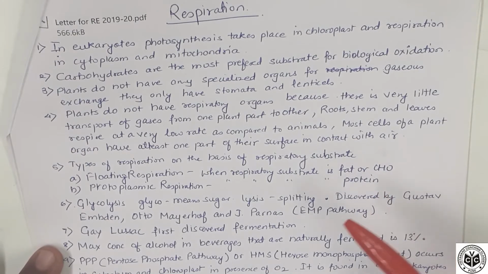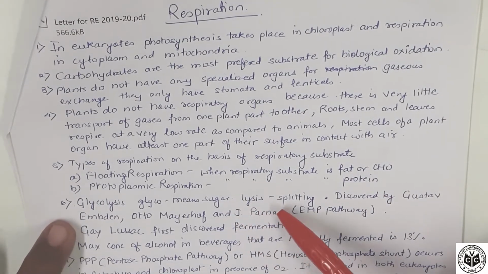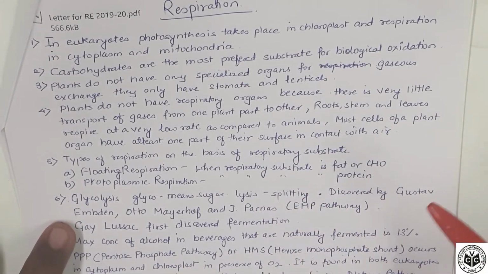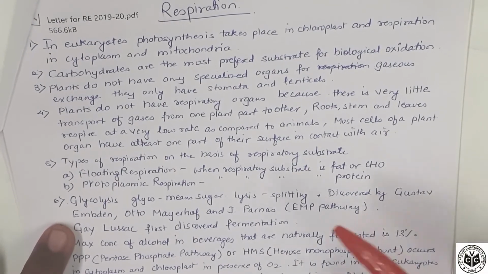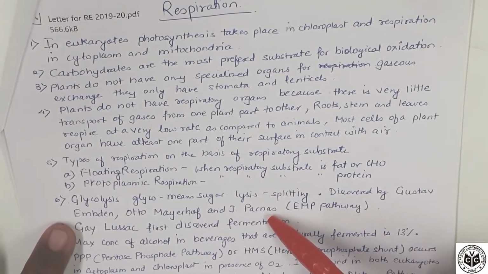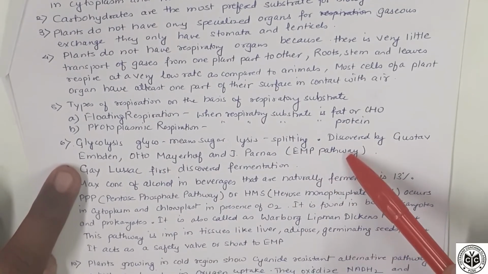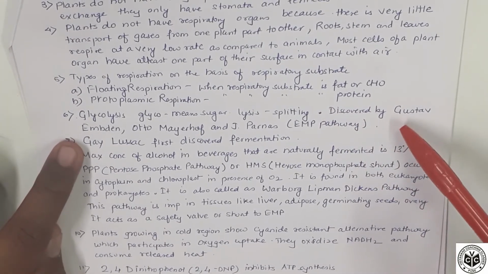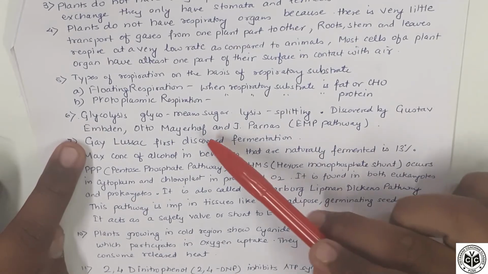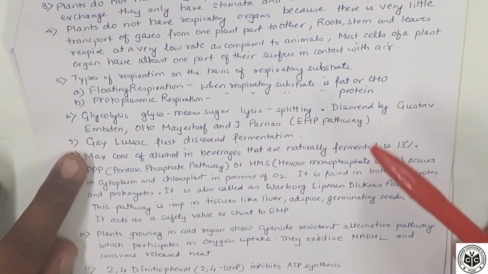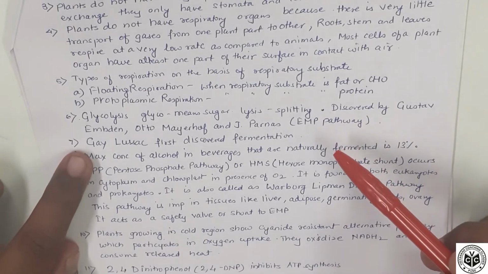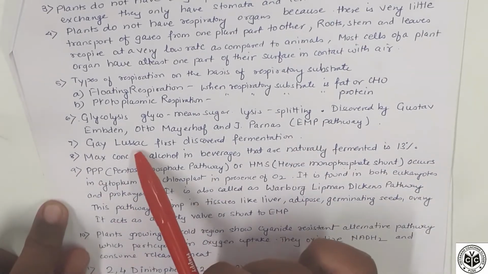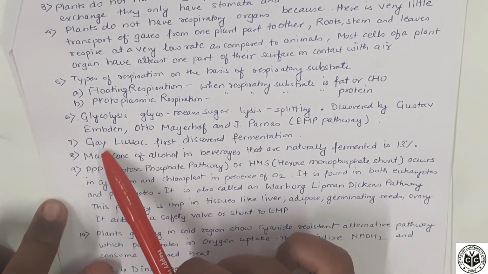Then glycolysis. Glyco means sugar and lysis means splitting. So the splitting up of sugar is known as glycolysis, and this was discovered by Gustav Embden, Otto Meyerhof and J. Parnas. So this is also known as EMP pathway. Mostly you know only Embden, Meyerhof and Parnas, but the full names are Gustav Embden, Otto Meyerhof and J. Parnas. Then the next point is Gay-Lussac first discovered fermentation. Again here you should remember the name of the scientist who discovered fermentation, that is Gay-Lussac.